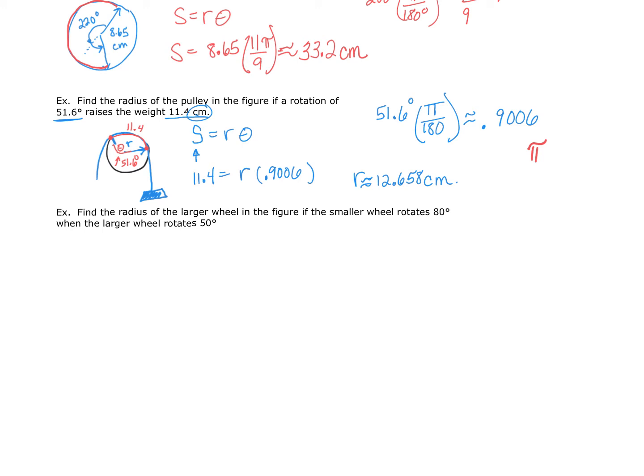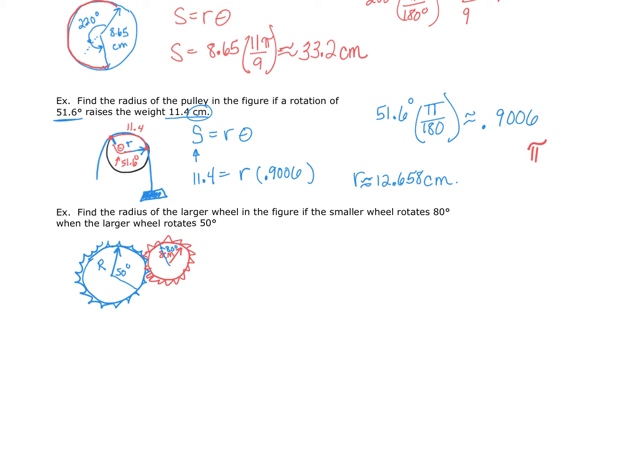All right, here's another example. Let's say we have 2 gears, and we're going to say that the radius of this inner gear, this smaller gear here, is going to be 8 centimeters. We want to find the radius of the larger wheel, which we will call R, capital R, because it's big, when the smaller wheel rotates 80 degrees and the larger wheel rotates 50 degrees. And so the angle in here is going to be 80 degrees.